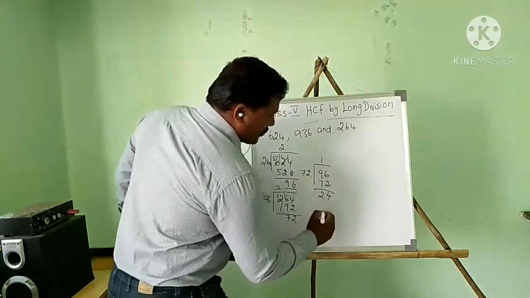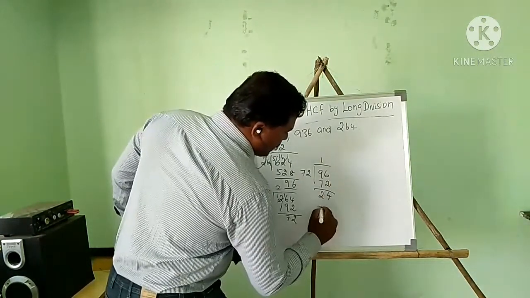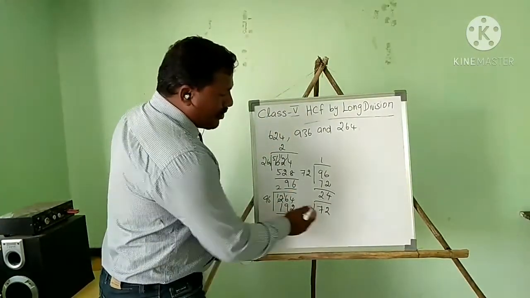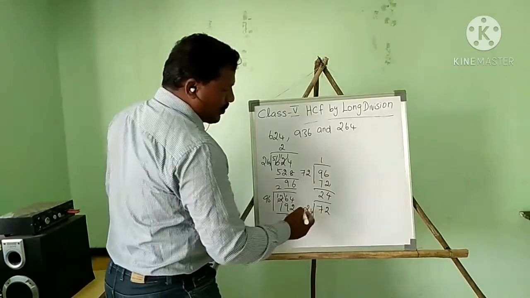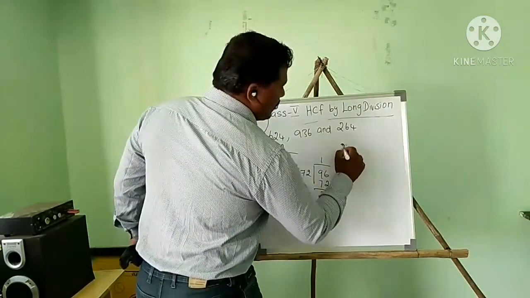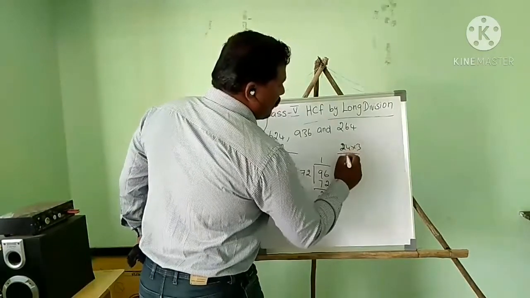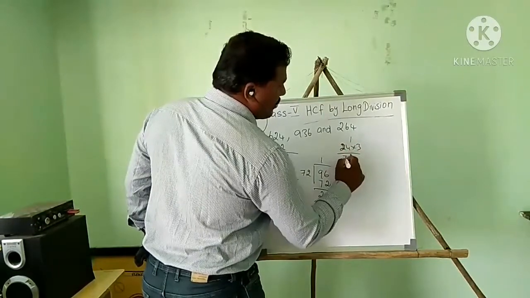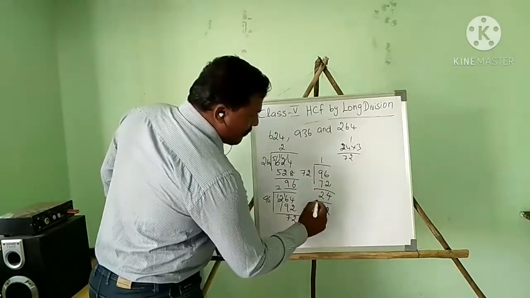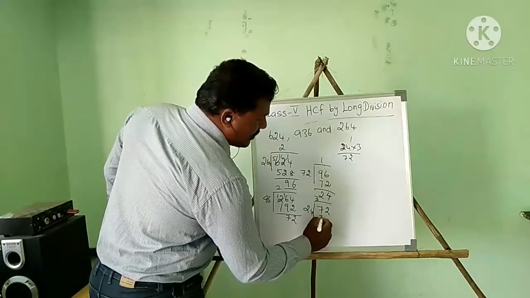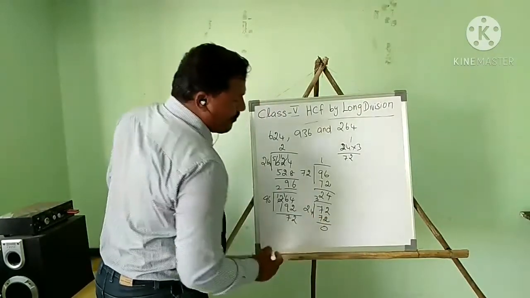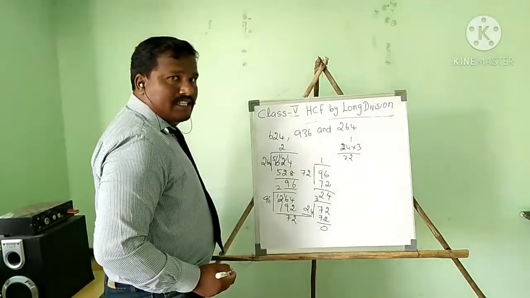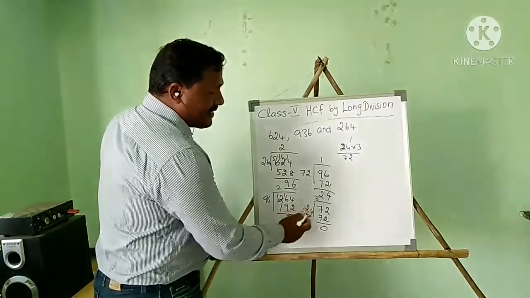So 72 divided by 24. Now how many 24s are there in 72? I will take 3. 24 into 3. 4 3s are 12, remainder 1. 3 2s are 6 plus 1, 7. Yes, 72. So 3 times. So 3 24s are 72. Now I got 0. So the last divisor is 24. Listen carefully. The last divisor is 24.